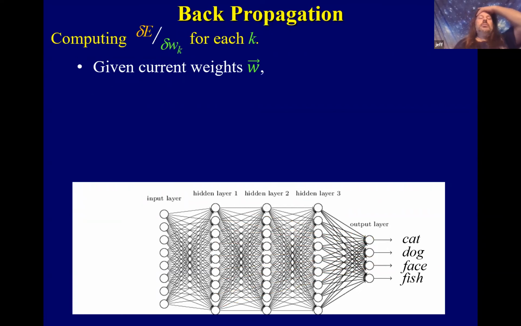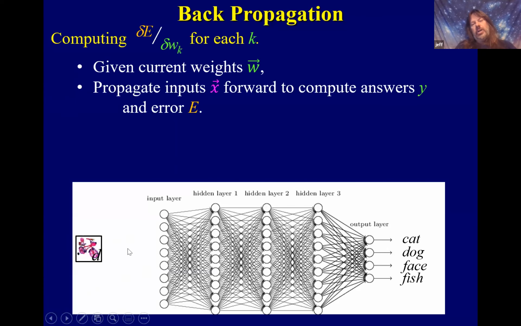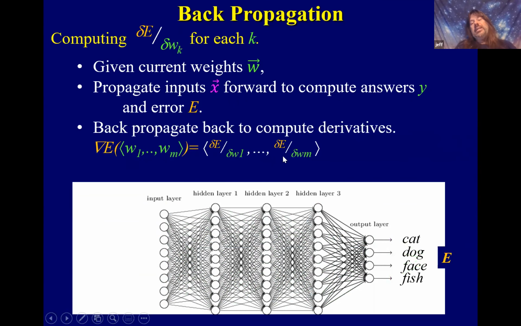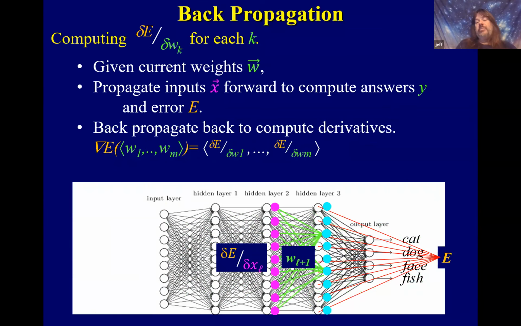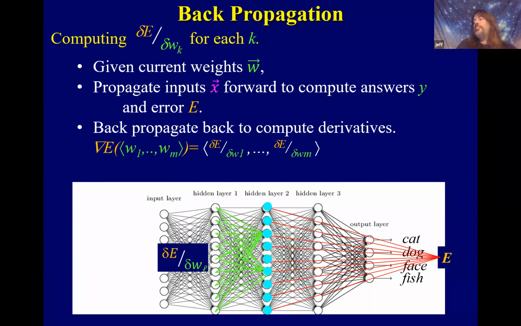All right, so let's think again how we're doing it. We have our current weights on our machine. We take all our training data and feed it through this machine, forward propagation, to give us all the outputs and our error. Then we need to compute all these derivatives. How do we do that? We take the derivative here and back propagate these derivatives backwards. The way you do it is just chain rule.